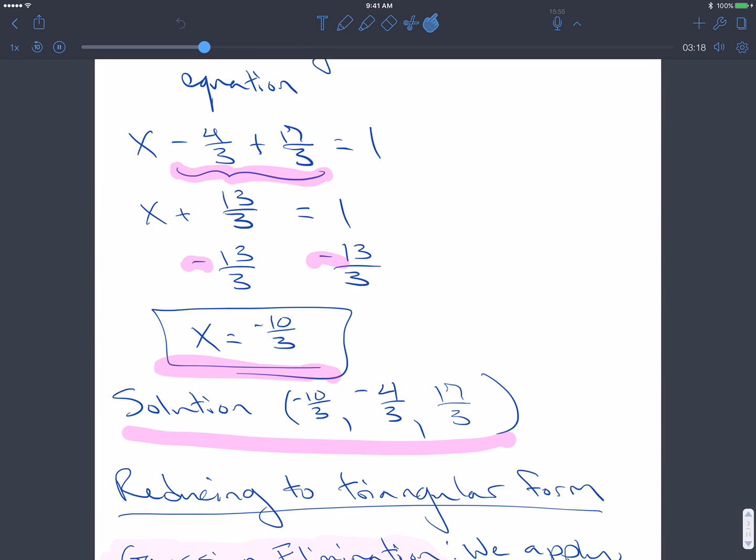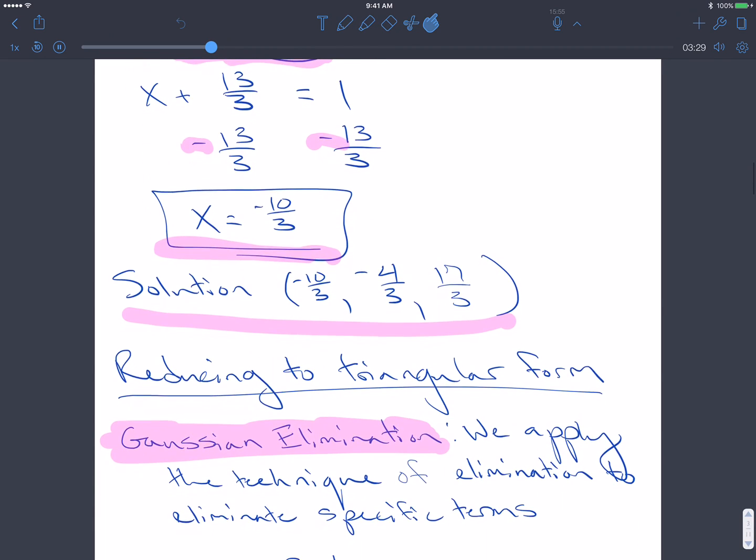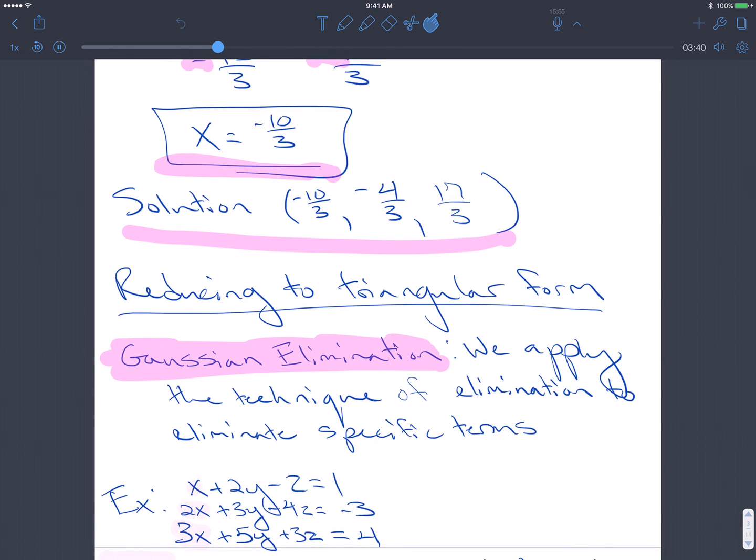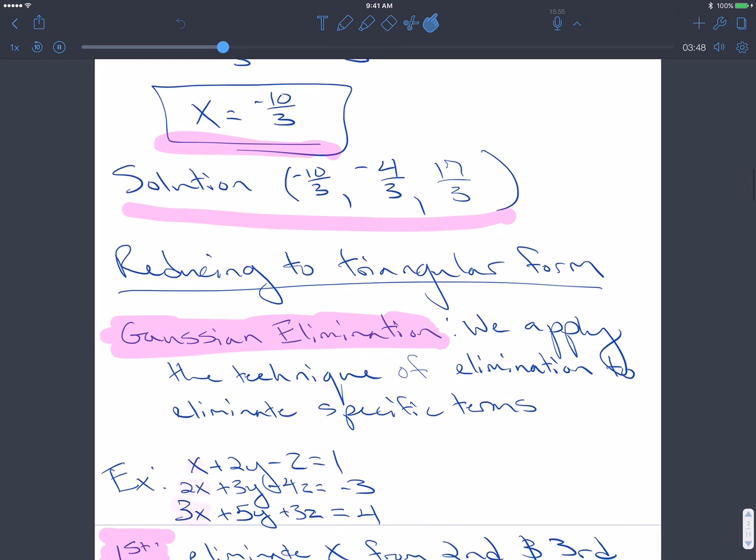So now that we know how to solve it once it's in triangular form, it's really important to know how to reduce a full system to triangular form so that we can solve it that way. We will apply something called Gaussian elimination that allows you to reduce the terms down to triangular form. What will happen is we effectively will combine the different equations in such a way that we get rid of some of the variables. So the first thing that we want to do is eliminate all of the x's from the second and third equations.